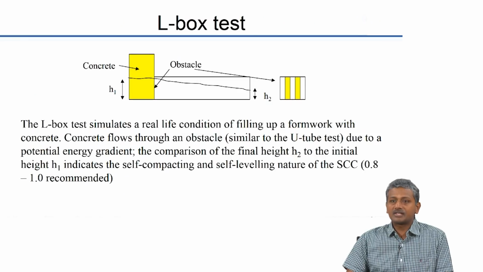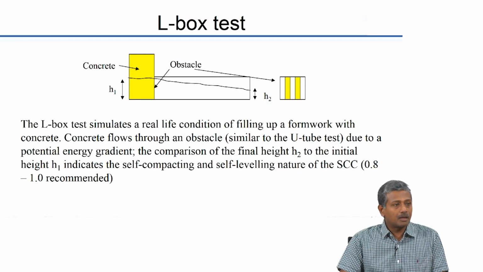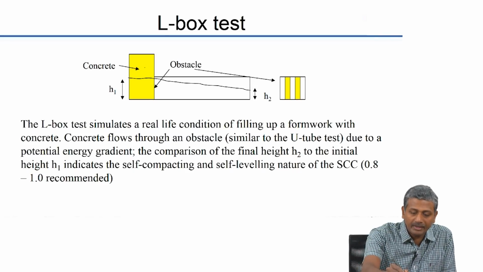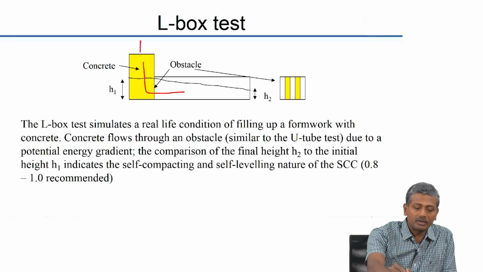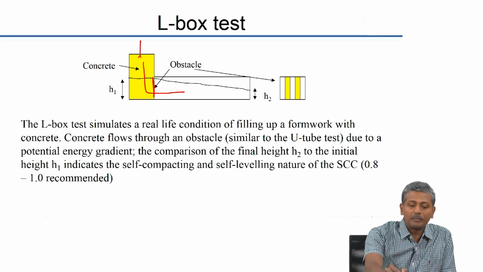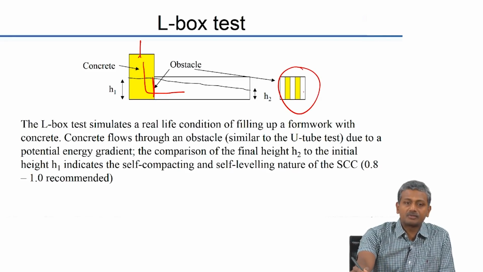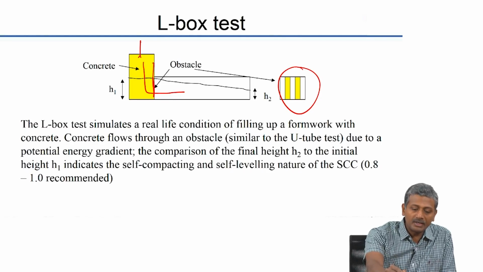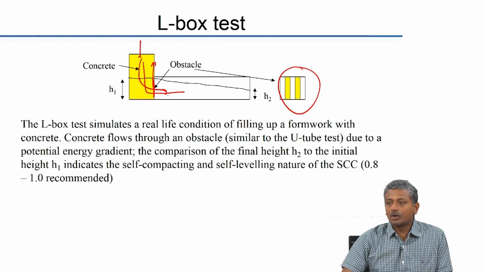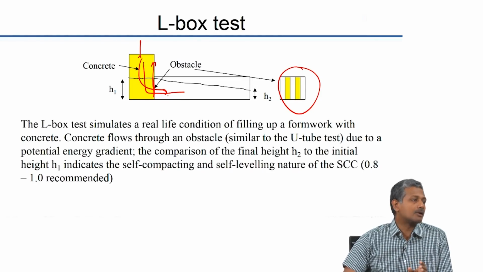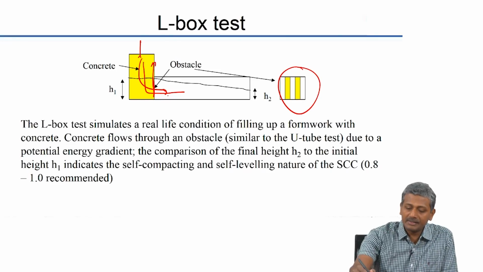There is another test which determines the passing ability, that is called the L box test. Again, this box is shaped like an L, right, and the vertical limb of the box is where you fill up the concrete. Again, there is a gate here. Beyond the gate, there is an obstacle which consists of reinforcement. So, once you open the gate, the concrete starts flowing through the obstacle. For concrete that is highly flowable and has aggregate size which is well controlled and aggregate content that is low enough, it will easily flow through the obstacle and reach the other end.